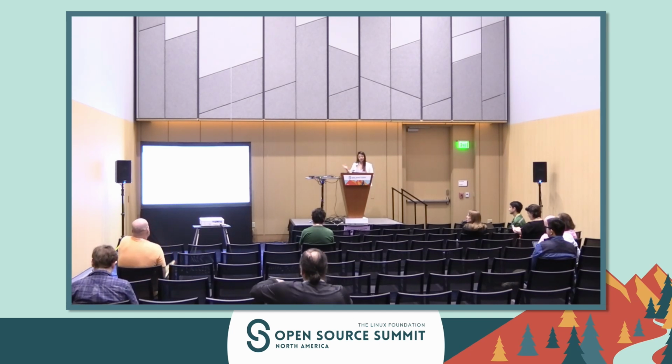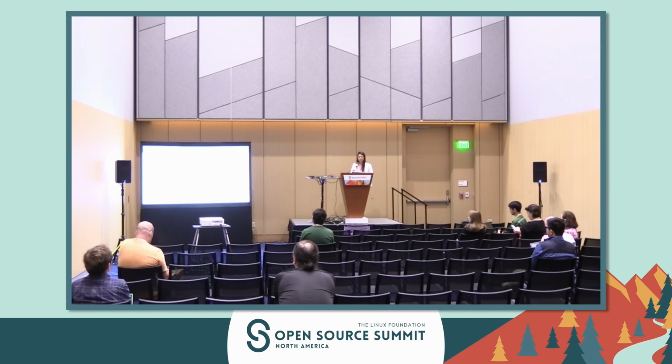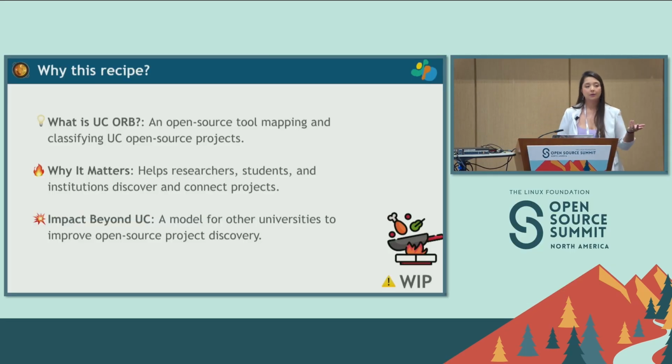So why does this matter? We're hoping that this project is going to help researchers, students, and institutions to connect with projects within the universities, the academic institutions. And hopefully this will encourage funding and collaboration among open source development. And we are also hoping that this will go beyond UC. Right now, we are just building this for the University of California system, but we're hoping to be sort of like an inspiration for other universities in order to improve open source project discovery.